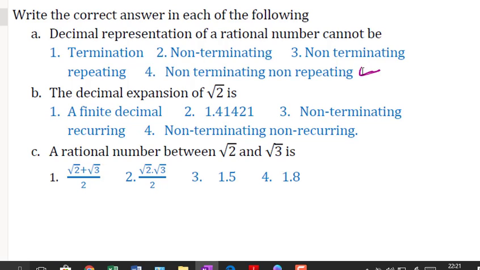Second, the decimal expansion of root 2 is. So root 2 is an irrational number. So its decimal expansion will be non-terminating, non-repeating, or we can say non-terminating, non-recurring. So your answer for this question will be option 4, which is non-terminating, non-recurring.